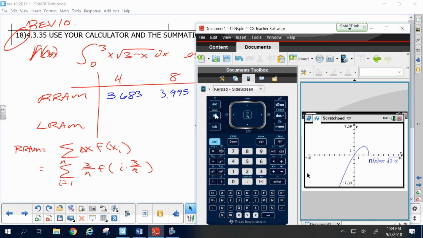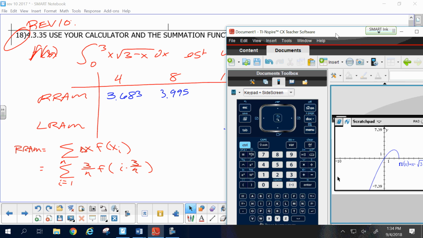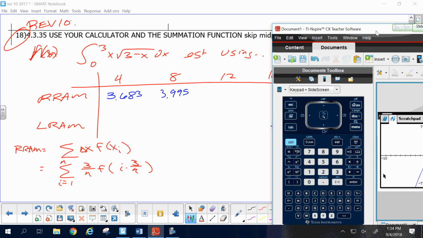Now, let's talk left-hand. Let's create a new function for LRAM. How will it be similar? How will it be different? It'll go through n minus 1 starting at i equal 0, but in every other fashion, the same: 3 over n, f at i, 3 over n's. I'm going to call that F3.